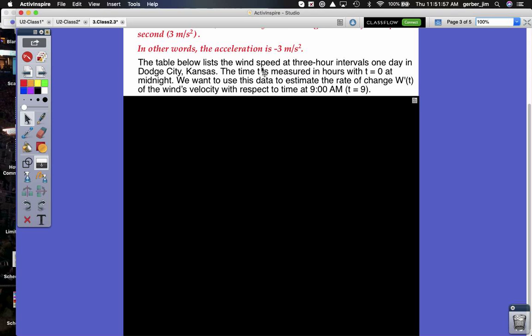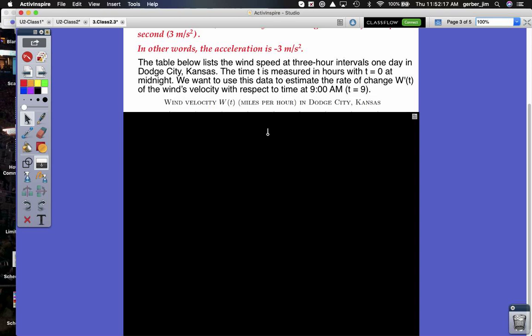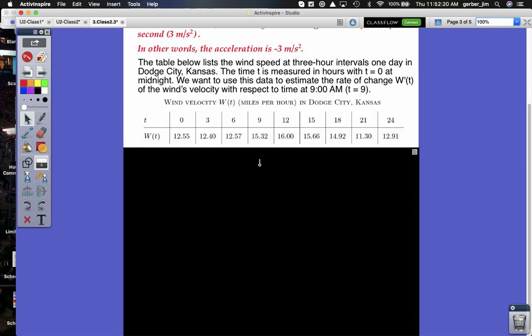The table below lists wind speed at 3 hour intervals one day in Dodge City, Kansas. The time t is measured in hours with t equals 0 being midnight. We want to use this data to estimate the rate of change, w prime at t, of the wind's velocity with respect to time at 9 o'clock in the morning, which represents t equals 9. Just take a second, have a look at the table.